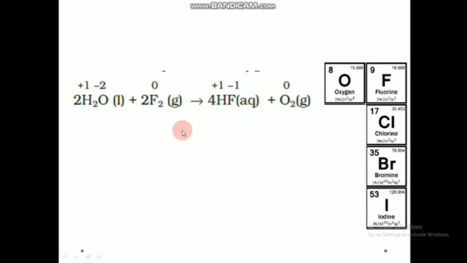In this reaction, if you see H2O, fluorine is substituting the oxygen and forming HF. There, oxygen is going from -2 to 0. It is an increase in oxidation number, which means it is oxidizing. And F2 goes from 0 to -1, a decrease in oxidation number, so it is reduction. Fluorine is getting reduced and oxygen is getting oxidized. And for hydrogen there is no change.